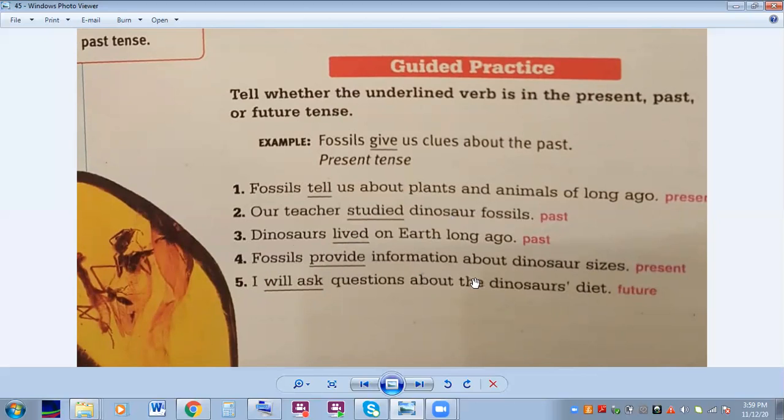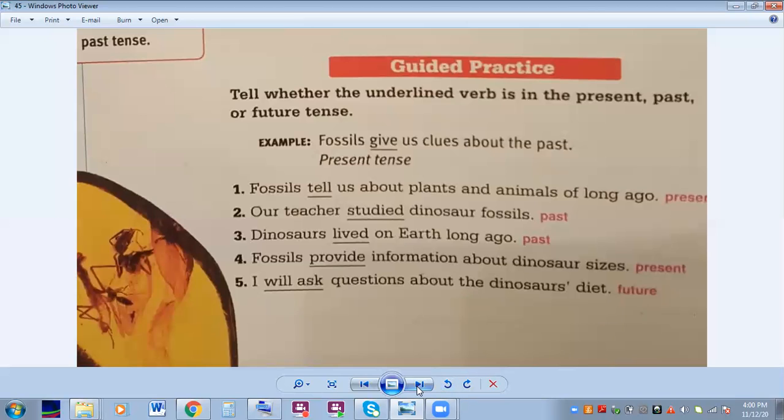Fossils provide information about dinosaur sizes. Provide is an action that is happening now. Again, we are talking about the present tense. I will ask questions about the dinosaur's diet. Will is our special verb that we use to show that the action has not happened yet and will happen in the future, future tense.